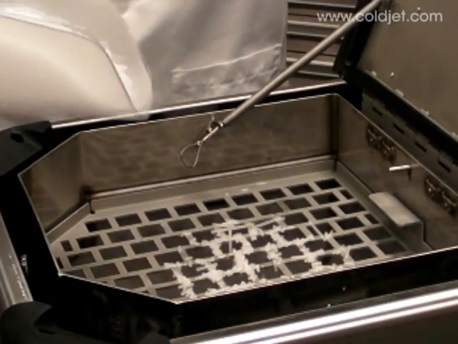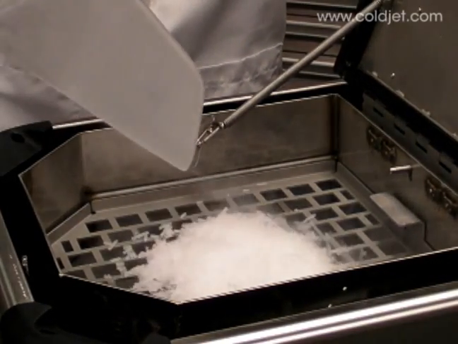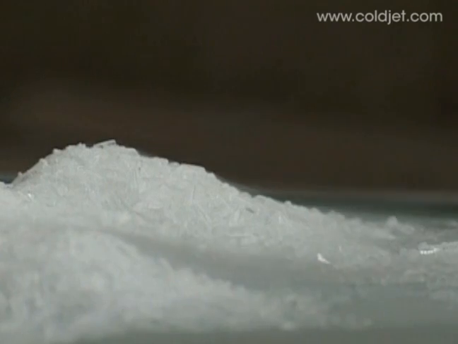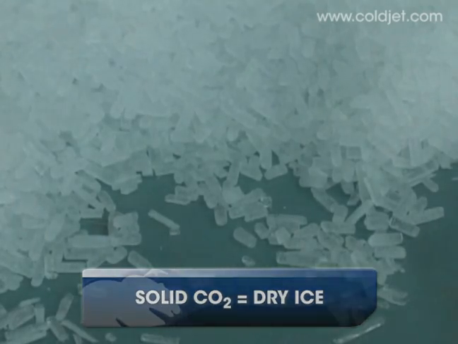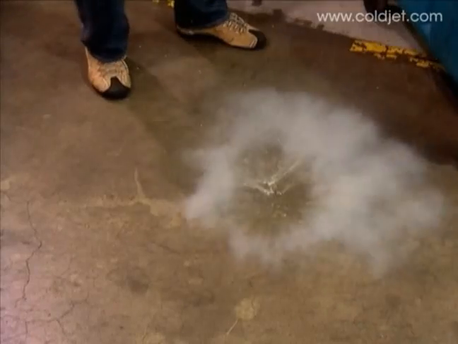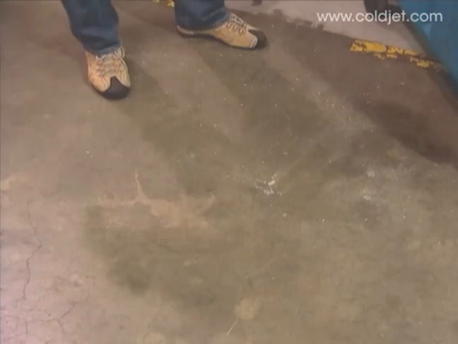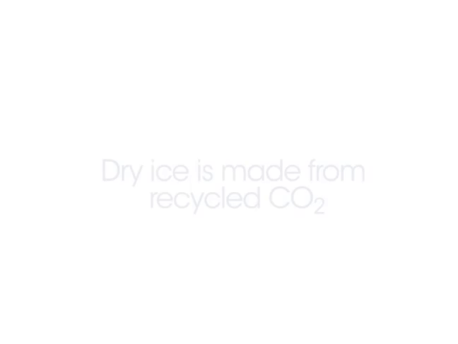Dry ice blasting is a process in which particles of solid carbon dioxide, commonly known as dry ice, are propelled at high velocities to impact and clean a surface. Upon impact, the particles return to their natural state as carbon dioxide gas, and thus simply disappear as they clean.